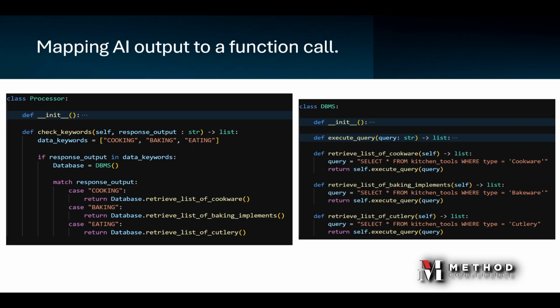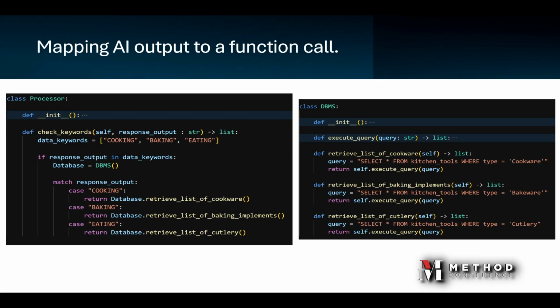And here's my example. This is the programmatic interpretation, right? I have a function called check keywords: cooking, baking, eating. We check each of the cases. If it's cooking, we'll retrieve a list of cookware, and you can fill in the blanks on what you want to actually do here. This is sort of an example, right? Or if it was baking, we can get a list of baking stuff. Eating, we could get a list of cutlery stuff. But you can see how this could be abstracted into customer data or certain segments of data if you sector it off. And again, here's the function, right?